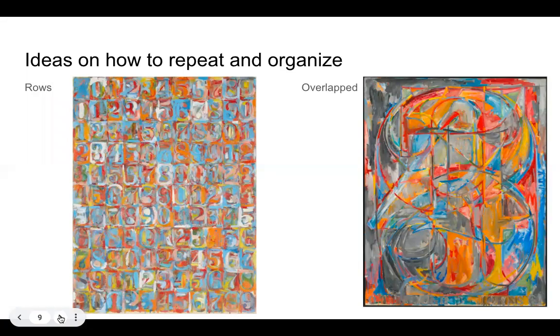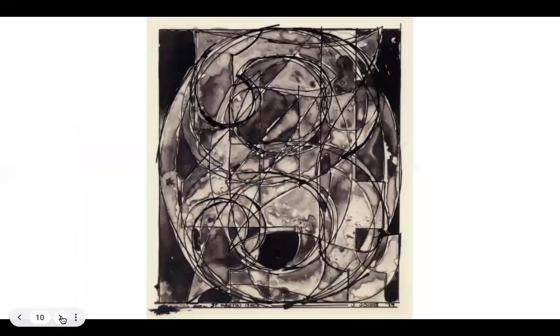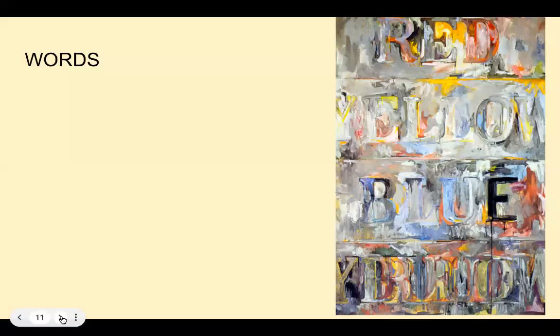So notice how he's repeating the imagery. It could be done in rows. It could be overlapped, like this example on the right. This one is done in ink, but it really feels like watercolor. So notice how he's kind of exploiting the characteristics of the media.